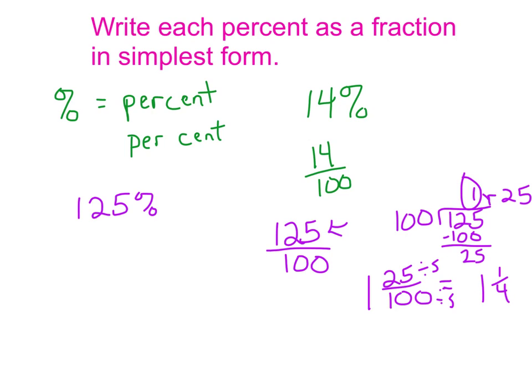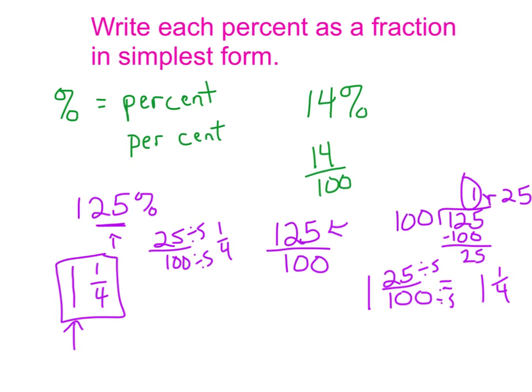Okay? The other way I could do this is to remember that every 100% equals 1 whole. So in this case I have 125%. So that 100% is going to be 1 whole. And now I'm left with 25%, which is 25 over 100. And if I simplified both those, divide them both by 5, I would get 1/4. So the 100% was 1 whole, that's what I showed there, and the 25% is the same as 1/4. So that would be the other way to solve it.